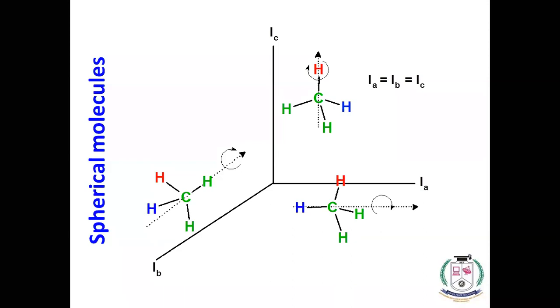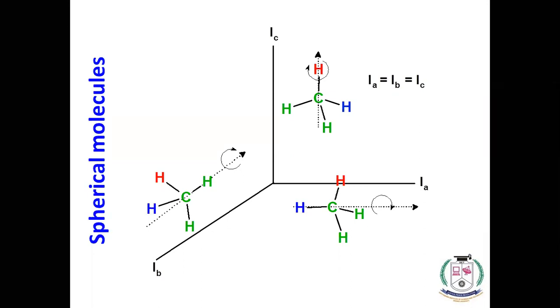Through those atoms, these axes are going. So now all are equal. Ia is becoming equivalent to Ib, and Ib is equivalent to Ic. This is a spherical molecule. Just remember this criterion alone: Ia equal to Ib equal to Ic. So what is the type of molecule? It is a spherical molecule.